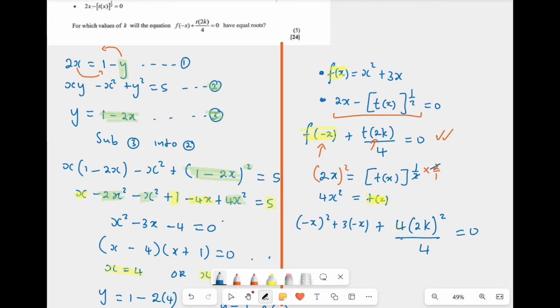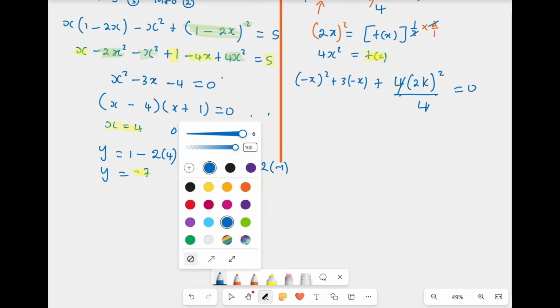This is equal to what? This is equal to 0. Okay, so this will give us x squared minus 3x. 4 and 4 cancel, and then we have plus 4k squared is equal to 0.